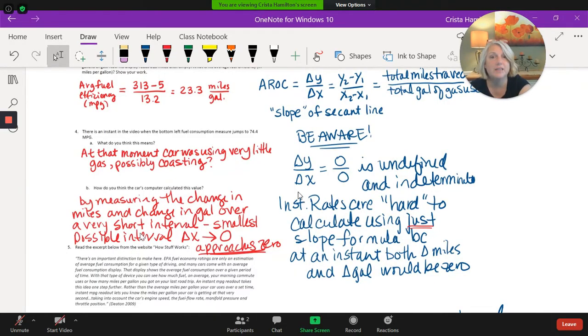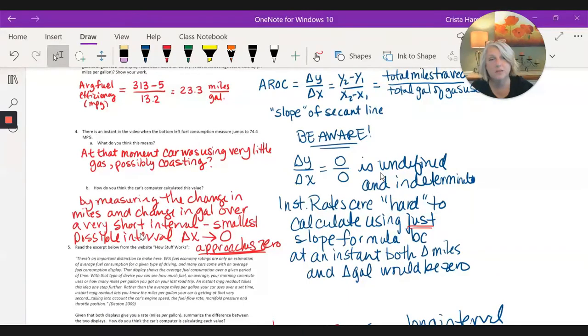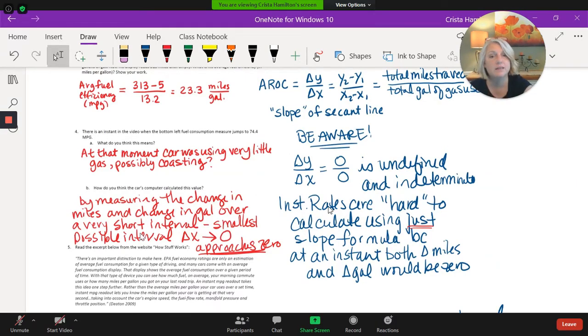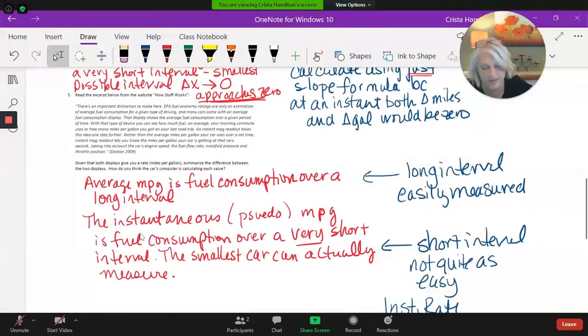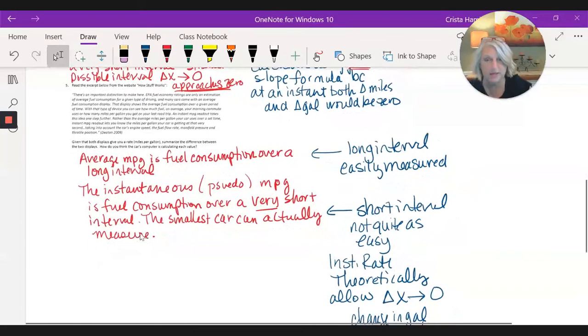And again, this is that idea that when we do the limiting process, we're heading toward this indeterminate form of 0 over 0. I like to call it the do more work form because every time we see it in calculus, you are going to do more work to investigate, and that do more work involves some calculus techniques. And that's the idea of where we're going to be calculating instantaneous rates. So instantaneous rates are hard to calculate just using slope, but they do apply this idea of a limiting process that's there.